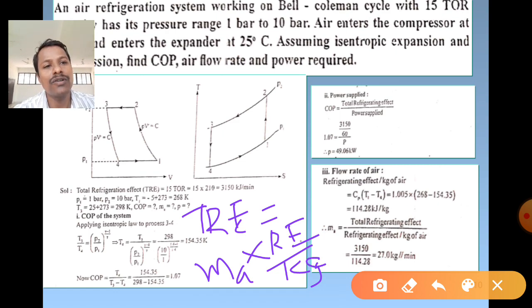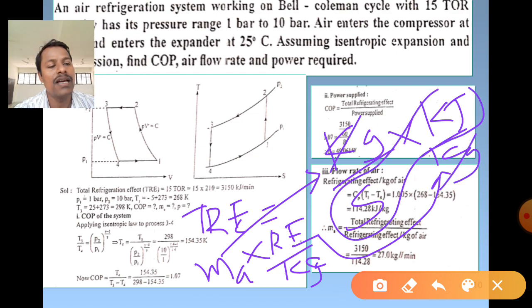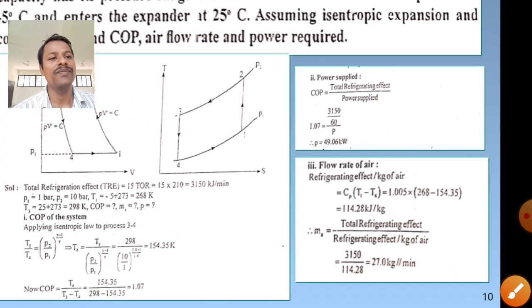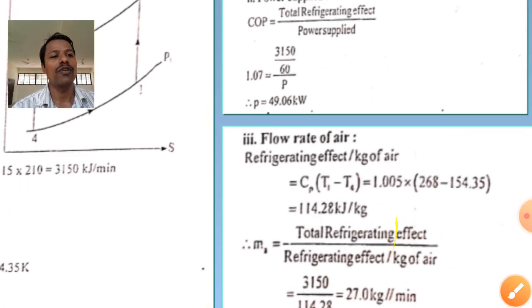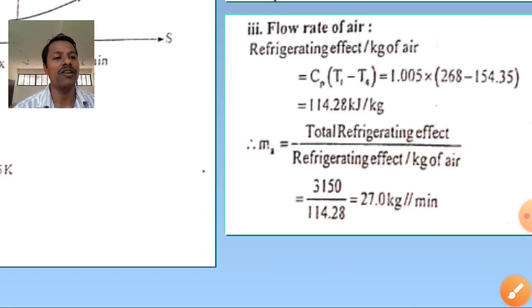If you substitute the units, the mass flow rate of air m_a is kg per second, into the refrigeration effect in kilojoule per kg of air. Kg cancels, so I get the unit kilojoule per second, which is the unit of total refrigeration effect. This concept we can use for calculating the flow rate of refrigerant. Therefore, from that equation, the mass flow rate of air m_a is equal to the total refrigeration effect divided by the refrigeration effect per kg of air.